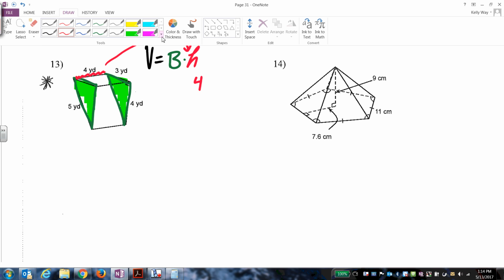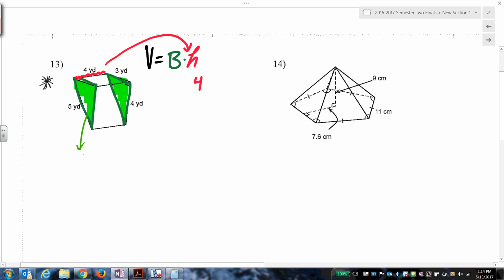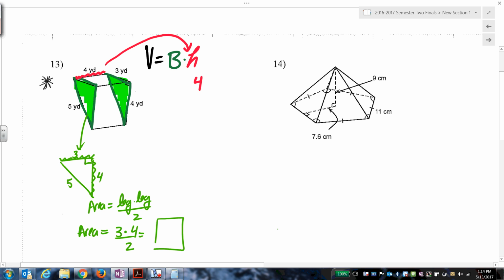My base is a right triangle. Let's pull this out. That's 3, that edge is 4, and that is 5. The area of a right triangle is leg times leg over 2. One leg is 3. The other leg is 4, over 2. That is going to be your base. You want to finish your work there and then check it in the back. Watch your unit.